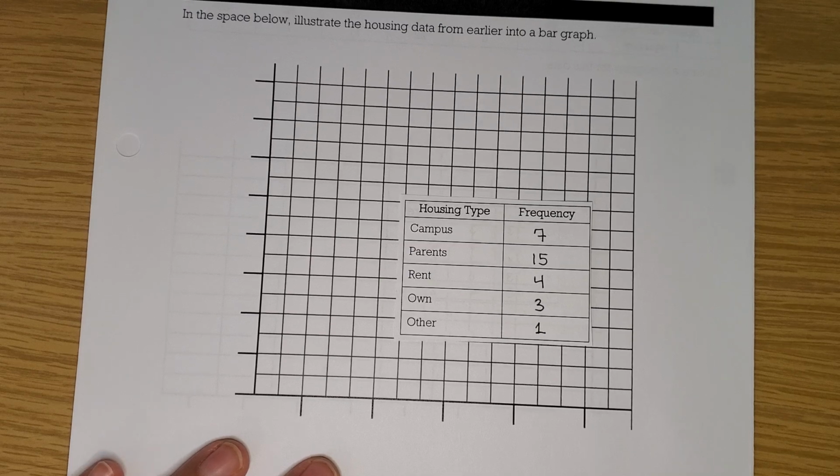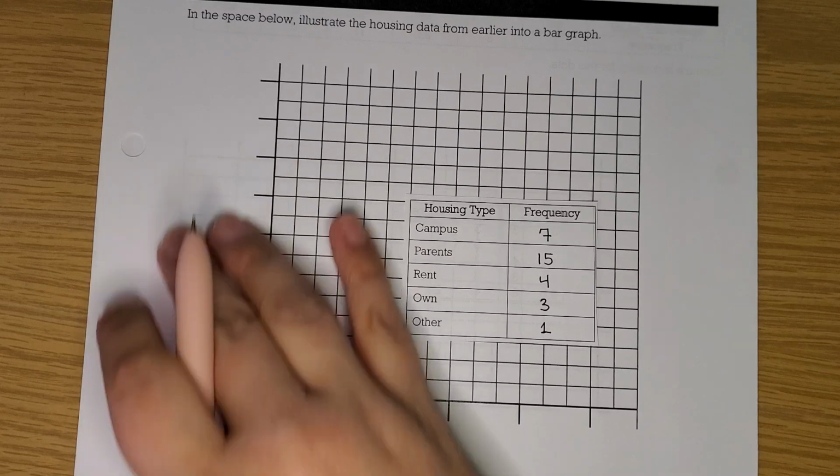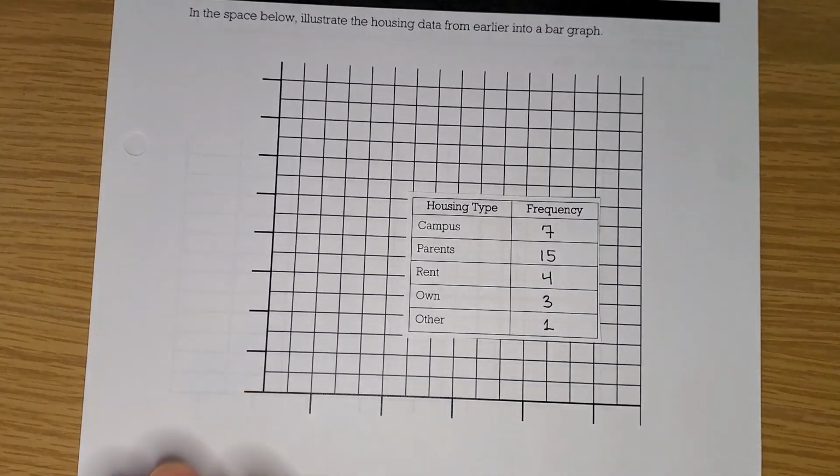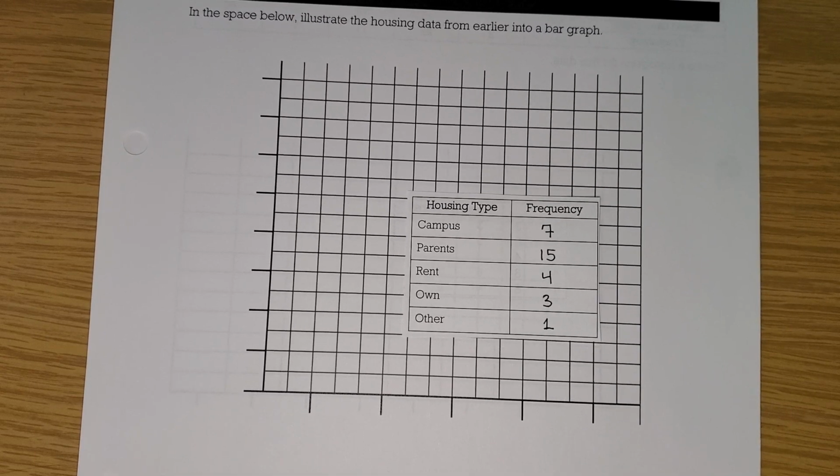So when I create a bar graph, I like to set things up first before I finalize the picture. So what I'm going to do is set up my vertical axis first, and then I'll set up my horizontal axis, and then we can go ahead and create the bars.